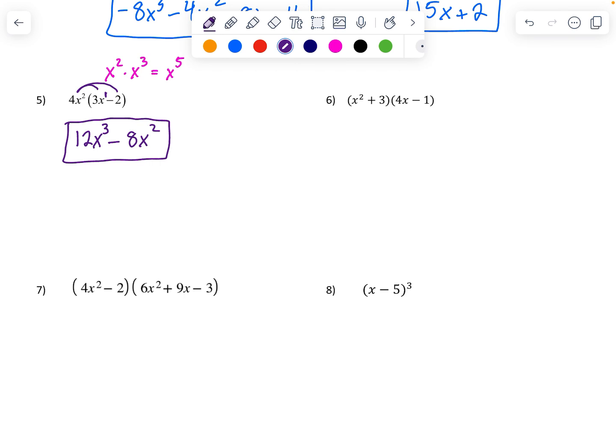Here we have a binomial times a binomial, so I'm going to do my double distributing. So x squared times 4x will give me 4x cubed, because there's that invisible 1. X squared times negative 1 is negative 1x squared, or just negative x squared. Then we have to distribute the 3, so 3 times 4x is 12x, and 3 times negative 3 is negative 3. Nice, it's in standard form. We don't have any like terms to combine, so we are done.